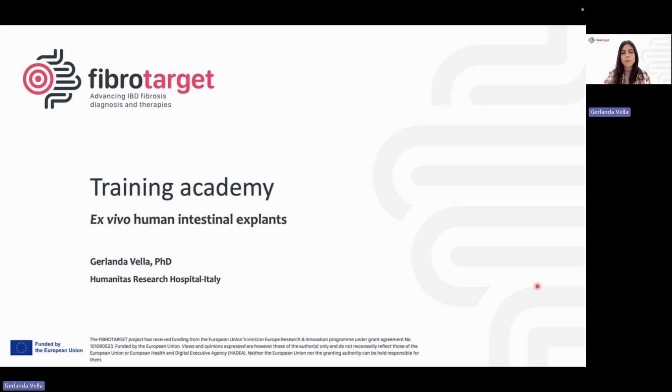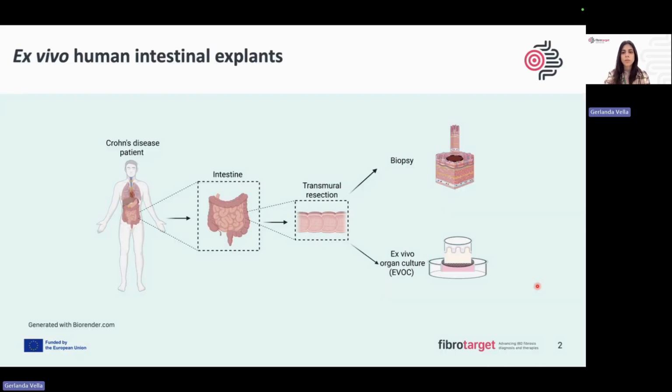I am Gianluca Vella. I'm a postdoc at the Humanitas Research Hospital, and I'm part of the FIBROTARGET Consortium. In this section, I will be talking about how to employ ex vivo human intestinal explants to study fibrosis. I will be focusing on two different approaches, the biopsy and the ex vivo organ culture, EVOC, both starting from transmural resection of human intestine.